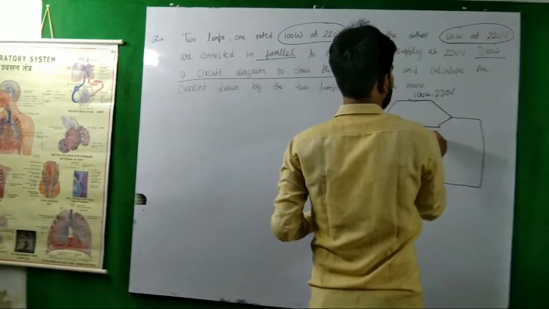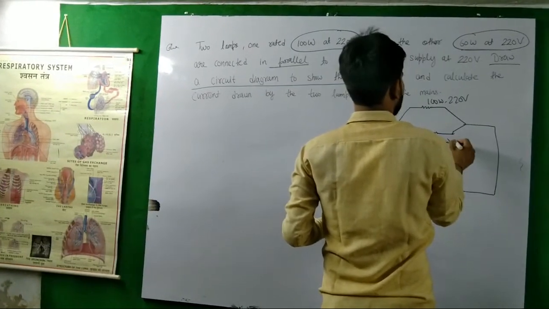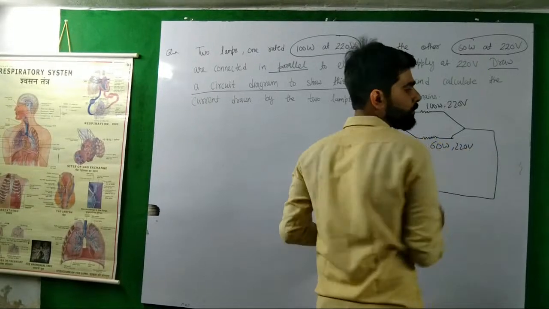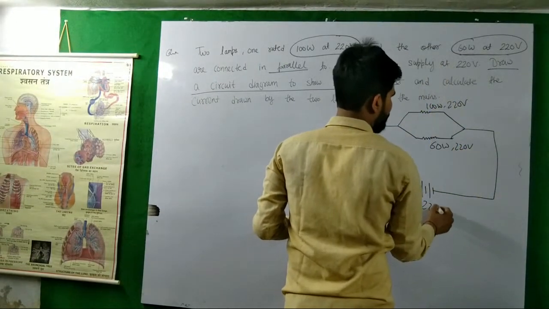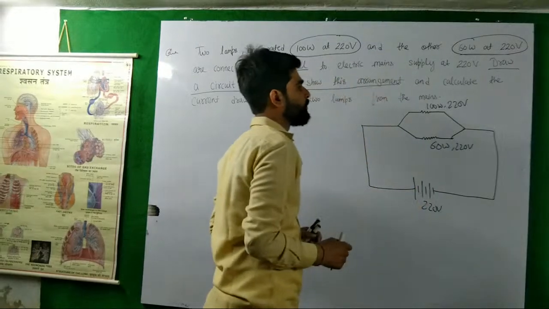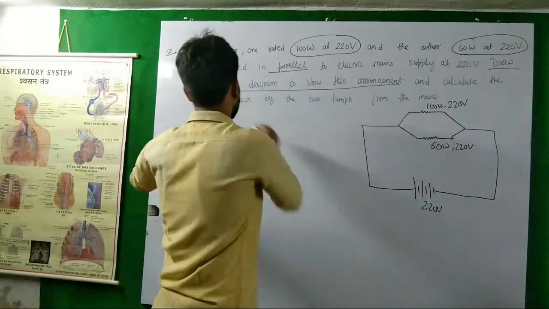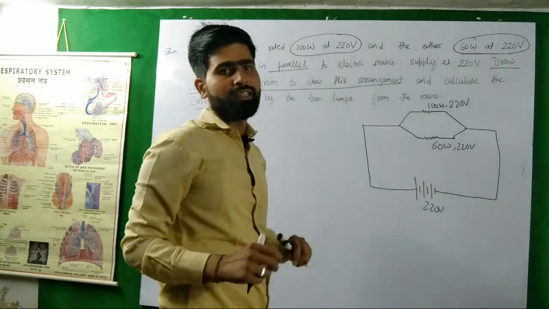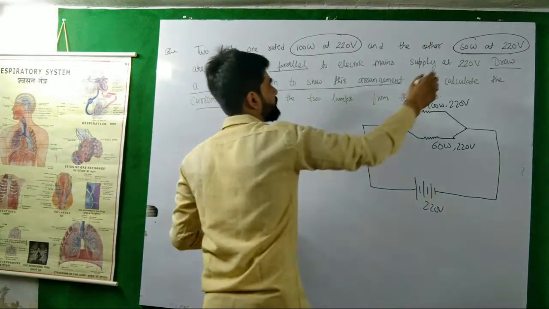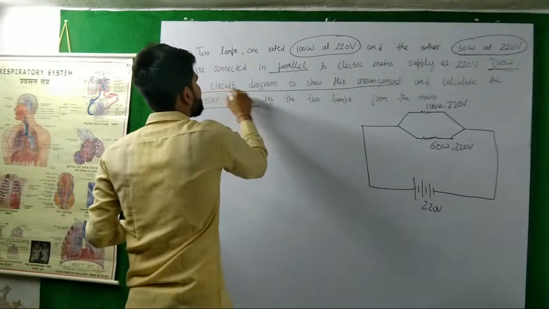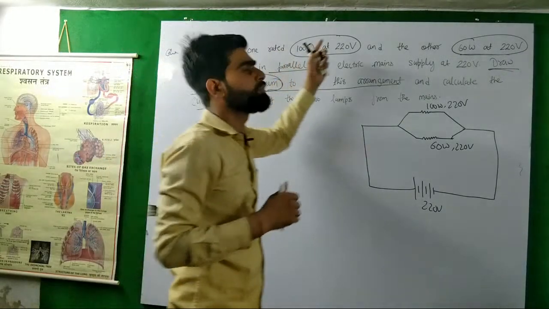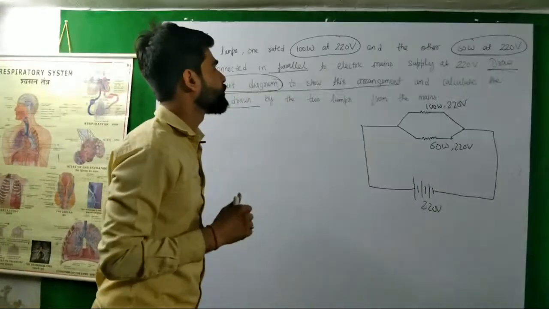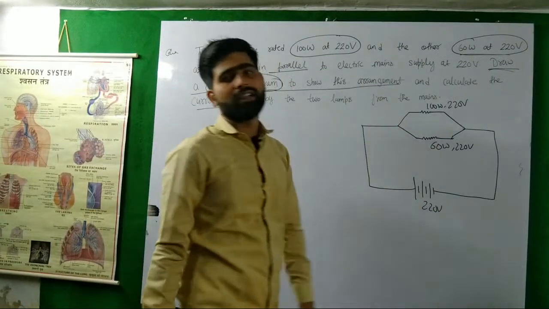One lamp is 100 watt, 220 volt, and the other is 60 watt, 220 volt, and the net voltage is 220 volt. Now let's start. Calculate the current drawn. First, the question says to draw a circuit diagram for an arrangement of two lamps: the first is 100 watt and 220 volt, and the other is 60 watt and 220 volt.